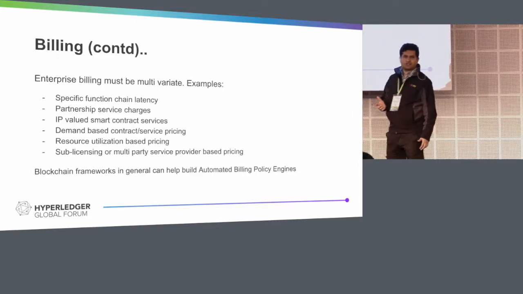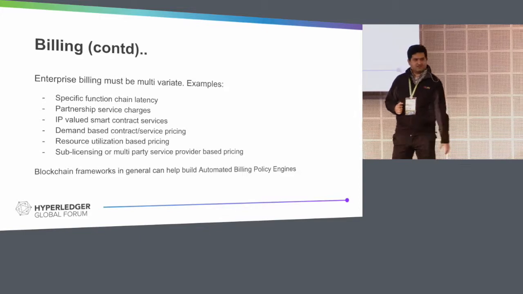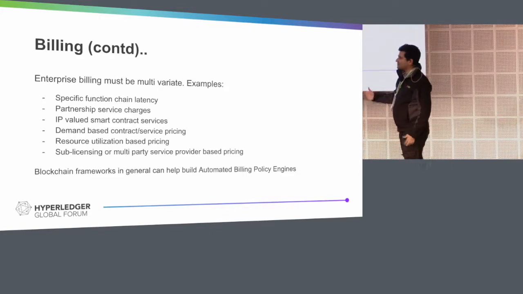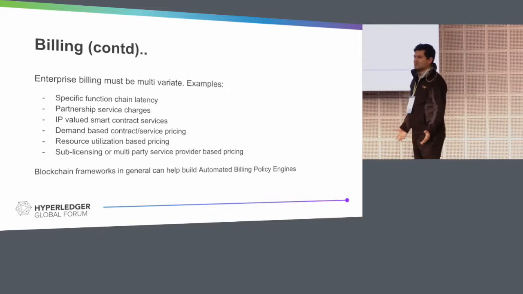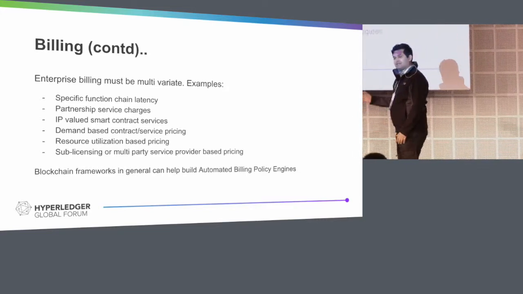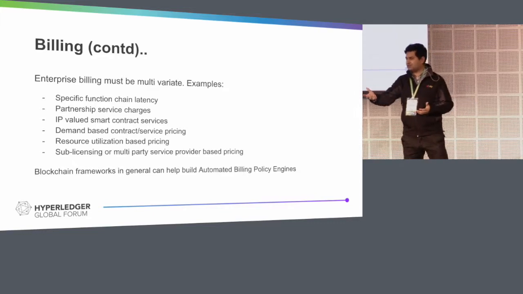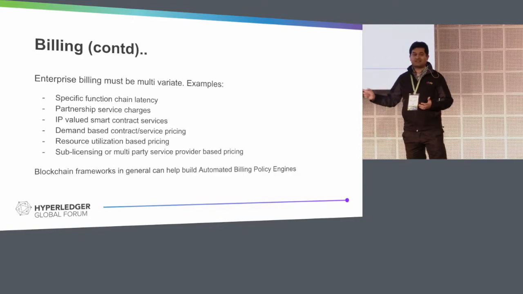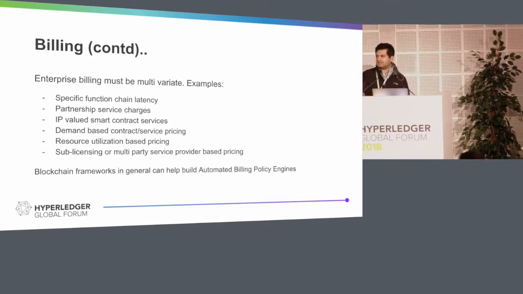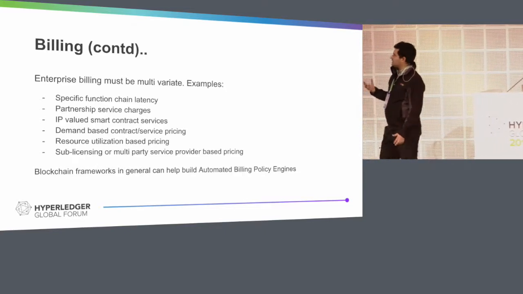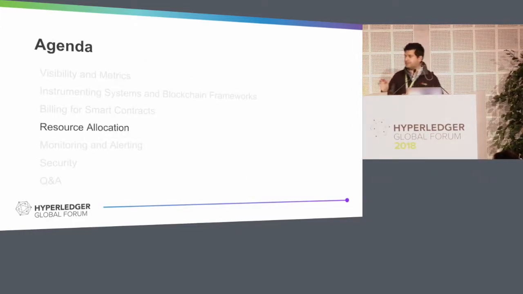How about demand-based contract service or pricing? Say tomorrow you come out with a blockchain-based competitor to Uber or Lyft, right? And you want to do something like surge pricing, right? You need to be able to take that into account for your billing. How about resource utilization-based pricing? This is classic. You don't want to lose the capability of billing based on resource utilization. Then the last thing is sublicensing. You have a partner, you actually licensed some IP or something to the partner, but the partner goes ahead and sublicenses it. You need to be able to track that. Otherwise, you'll be losing money, right? You'll be losing out on royalties. So these are all examples of how billing should be built in a blockchain ecosystem, and blockchain frameworks in general can help a lot in building such billing frameworks in a very trackable way.